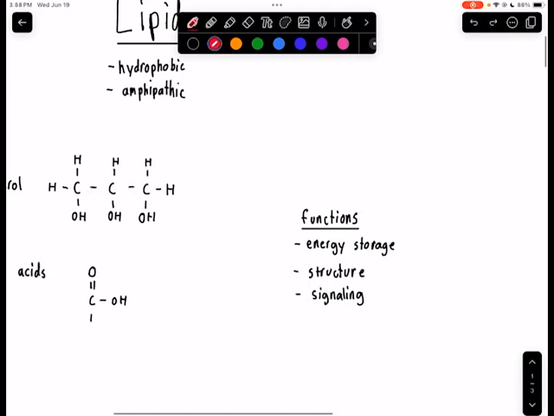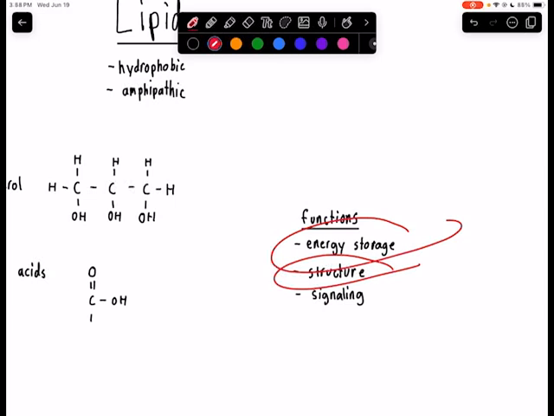And then, there are so many functions. Lipids are a super diverse molecule. So you have energy storage, you have structure, like cell structure, so that's cholesterol like we were talking about, and cell signaling. You're going to learn a lot about this in Unit 4.